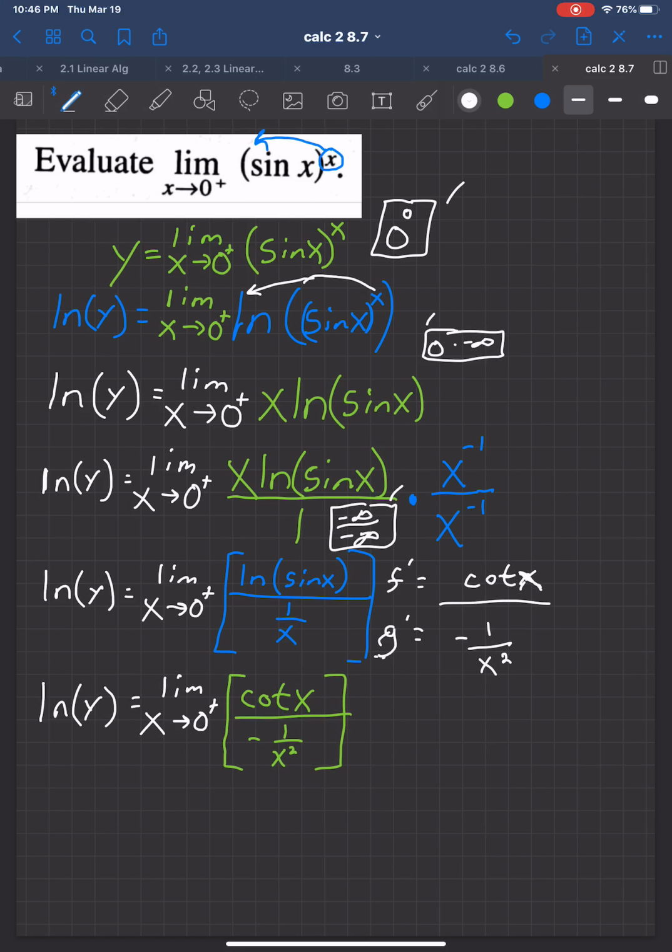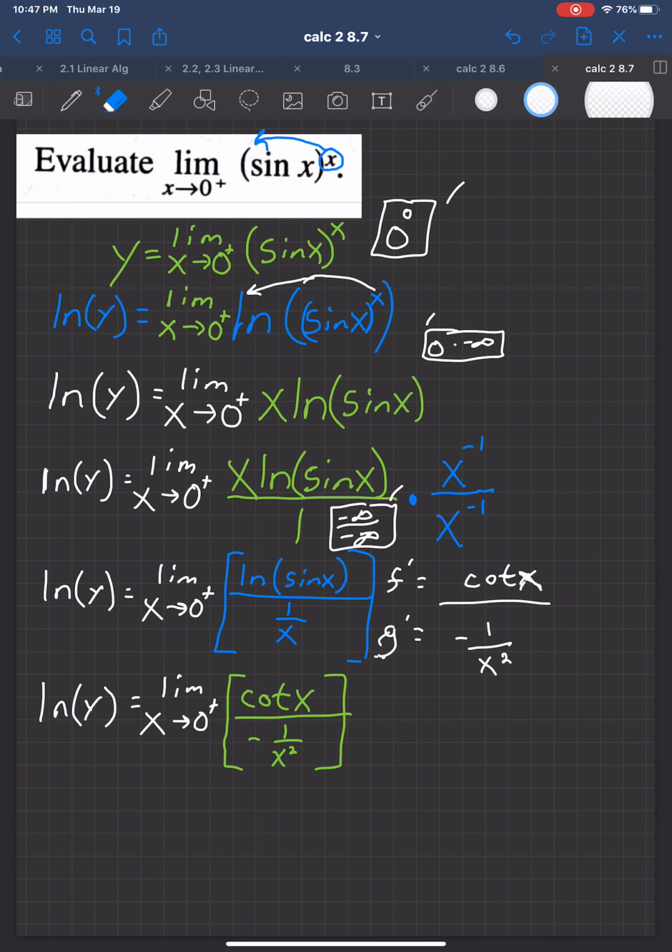So let me see if I can continue this problem here. At this stage, I want to go ahead and see if I can take the derivative again, right? All right, so I can rewrite this guy. So if I have cotangent over 1 over x squared, that can be rewritten. I'm running out of space.